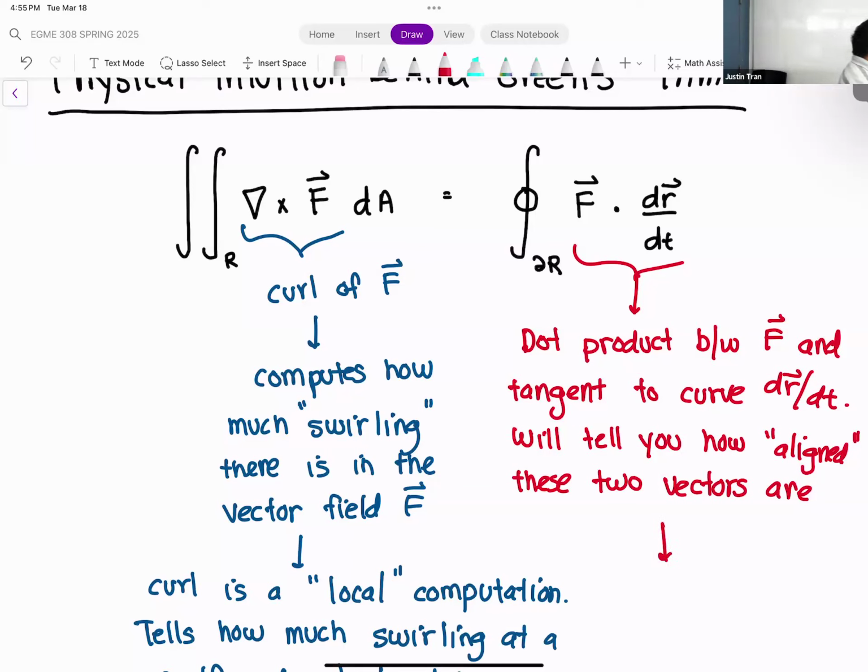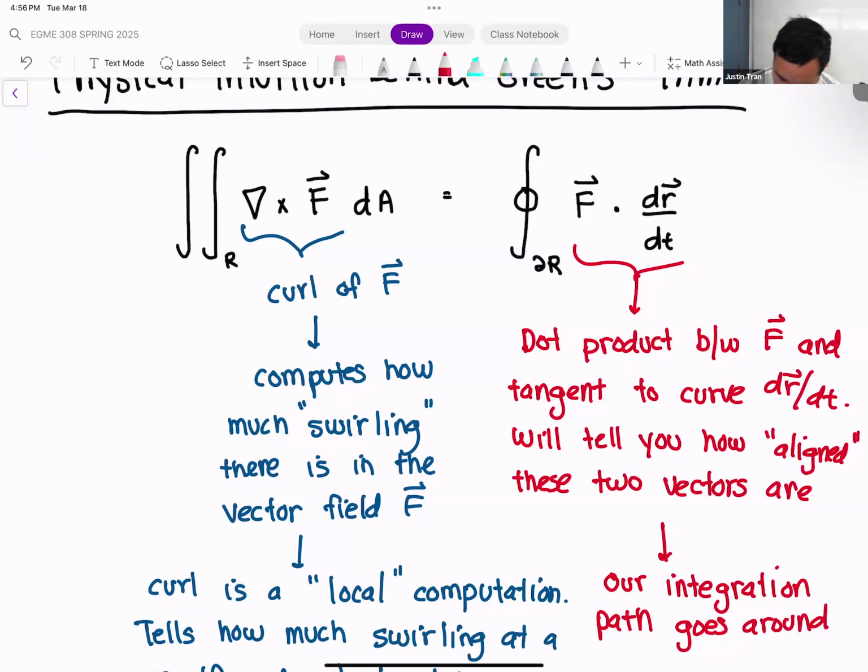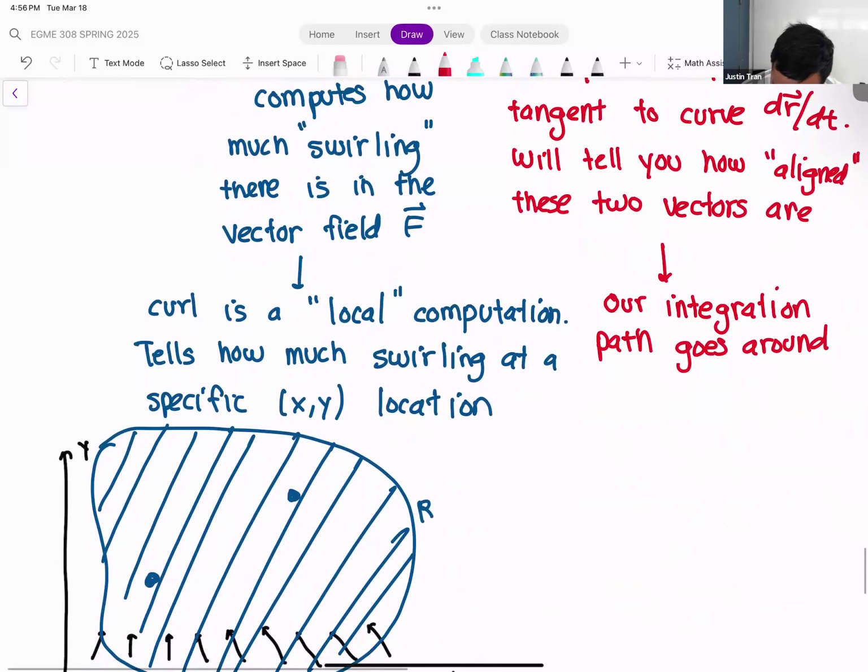Okay, so what do we know about this path? This path is actually very interesting. This path here goes around this region R. That's how Green's theorem is defined. So we have to integrate around that same boundary that's in the double integral.